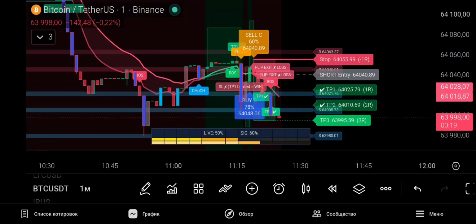However, it's important to remember that no indicator can guarantee profitable trades. Successful trading still depends on discipline, patience, proper risk management, and understanding overall market conditions. Indicators should always support your analysis, never replace it.